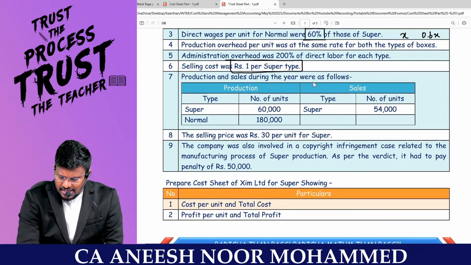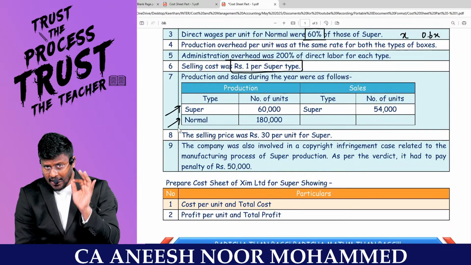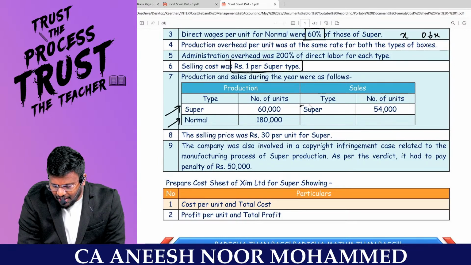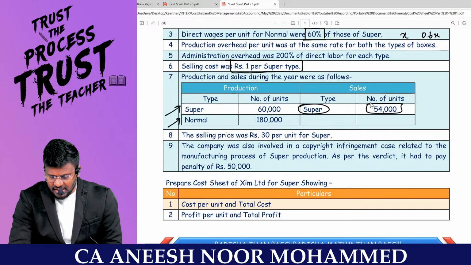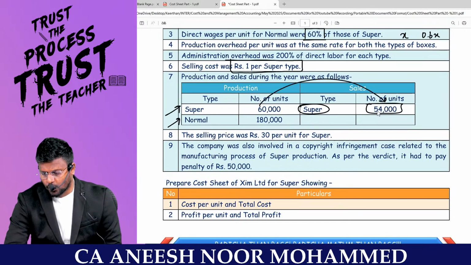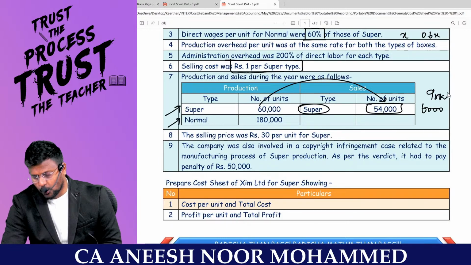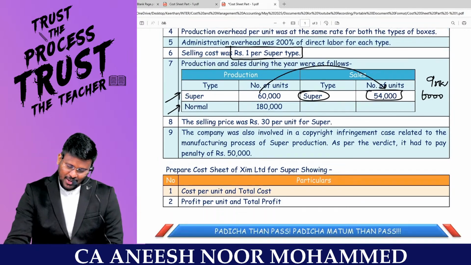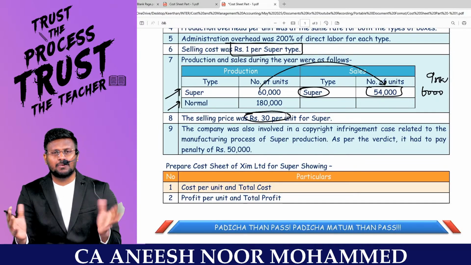Production and sales during the year was as follows. Super 60,000 units have been produced. Normal 1,80,000 units have been produced. And in the sales details, they have given only for the super. From the production of 60,000, they sold 54,000. So they are indirectly talking about 6,000 as the closing stock. Just a highlight, the selling price was 30 per unit for the super. Okay, fine. They have given the selling price per unit.